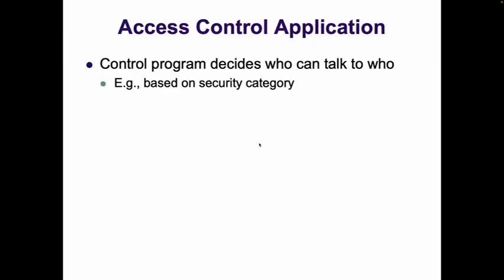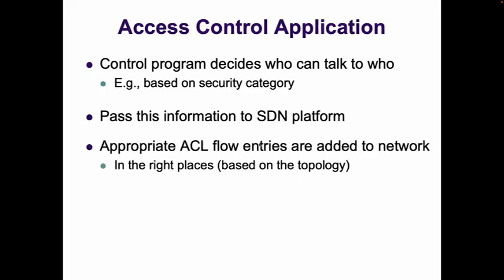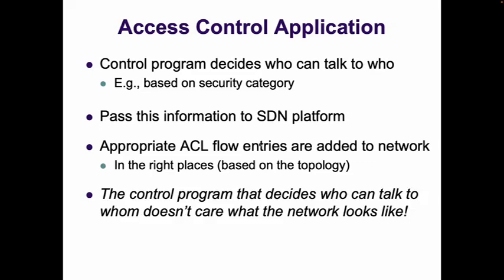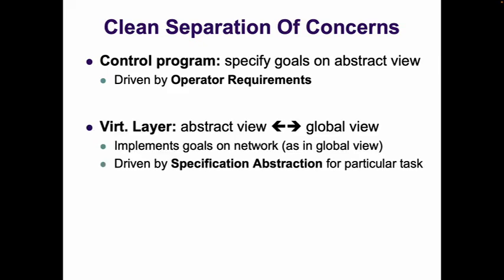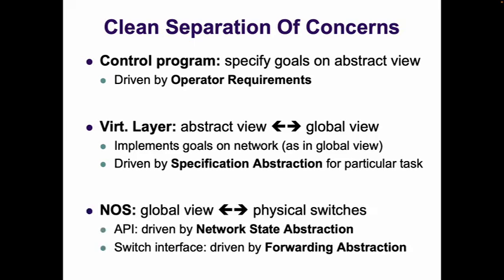For access control applications, I just decide who can talk to who, maybe based on security categories or some other label, and pass this information to the SDN platform. The appropriate ACLs are added to the network in the right places based on the topology. And the control program, which decides who can talk to who, doesn't need to know anything about where people are in the network. Okay? So there's a very clean separation of concerns. The control program just specifies your goals based on this abstract, simplified network. It's driven by what the operator wants. The virtualization layer translates between this abstract network and the physical network. And then the network operating system translates from this graph to the actual physical devices.